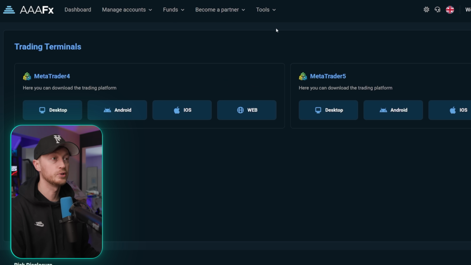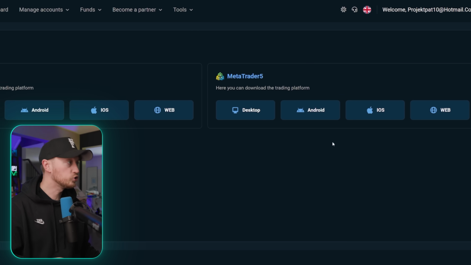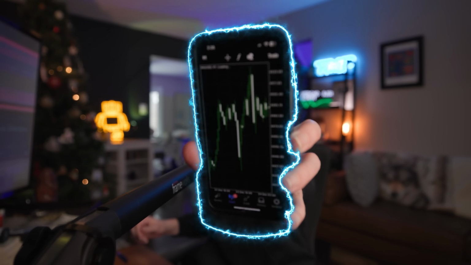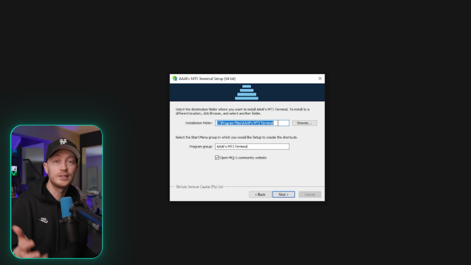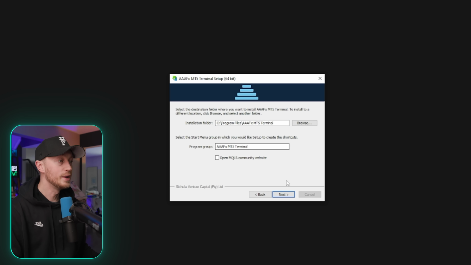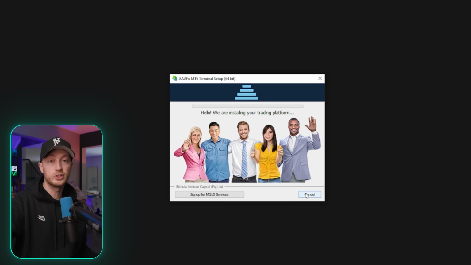Click on trading terminals and you can download MetaTrader 5 to your desktop or your PC, your Android, your iOS, and you can also put it on your phone so you can trade while you're on the go. I do that all the time. Once you get that downloaded, you could install it. If you click on settings here, it'll show you exactly where that folder is going to go. Click next, and then it's going to install the platform.